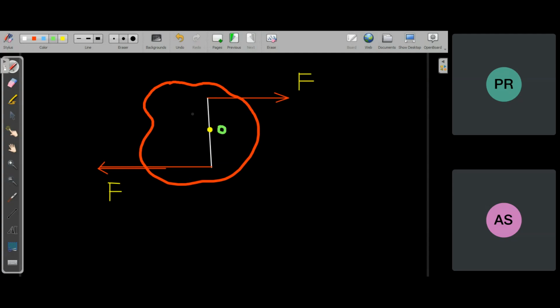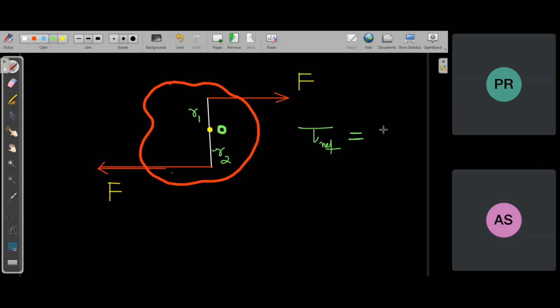Let's say this distance is r1. So r1 into F, r1 F sine theta, and let's say this distance is r2. So r2 into F sine theta, and it will be r1 F sine theta plus r2 F sine theta, or minus r2 F sine theta. Tell me. Plus. No, not opposite direction. Opposite direction, you are talking about force, but I am not talking about force. I am talking about torque.